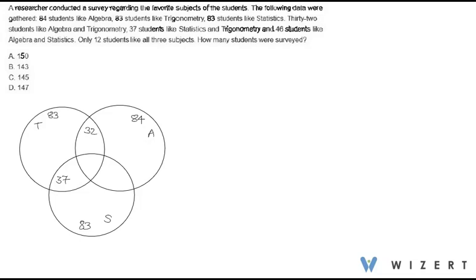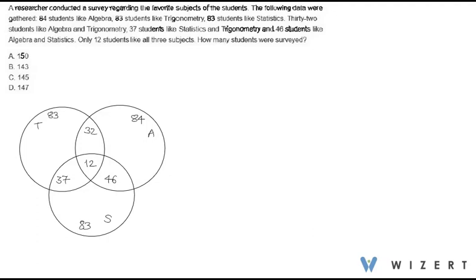46 students like algebra and statistics. Again, this overlap portion here is representing 46 students who like algebra and statistics. 46. Now only 12 students like all three subjects. So that means that this portion where all three circles have overlapped is representing these 12 students who like all three subjects. So this here is 12. Now let's try to solve this question. How many students were surveyed?